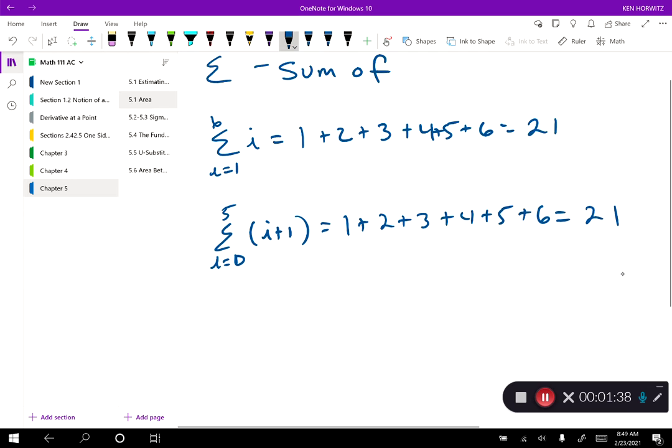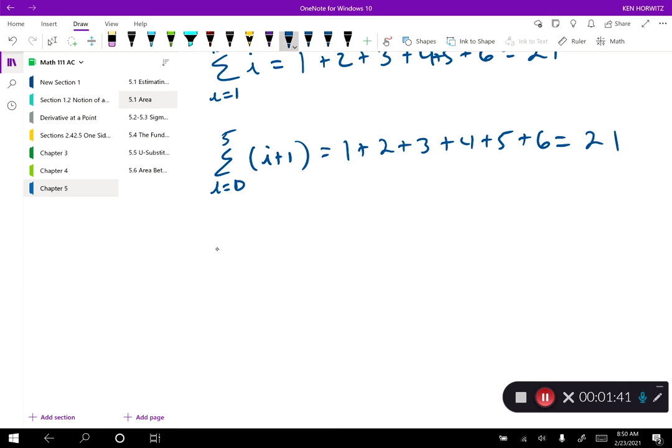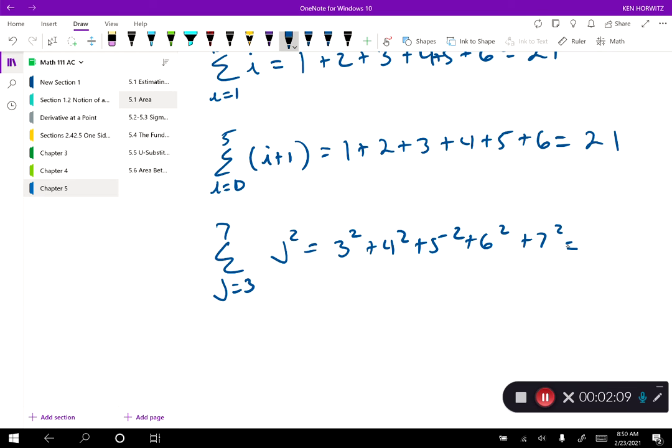All right? The process can get more complicated because I can do the sum of, and I can change my letter to j equals 3 to 7. So you're not stuck with i. You can do any letter you like. And our process could be like j squared. Then I get 3 squared, which would be 9, plus 4 squared, plus 5 squared, plus 6 squared, plus 7 squared. And if I'm not mistaken, I believe that adds up to 135.